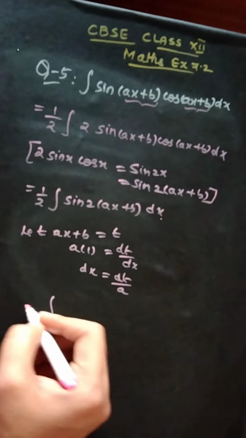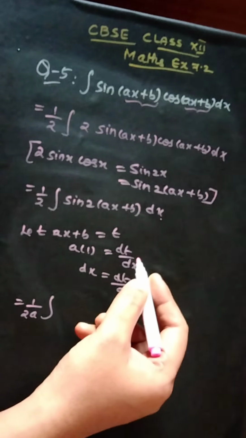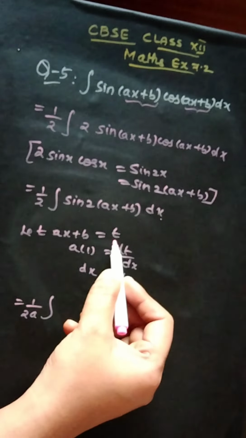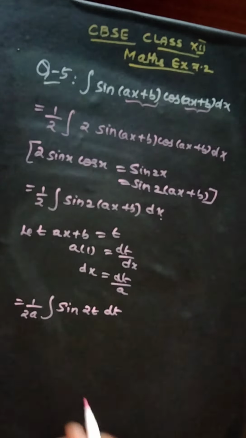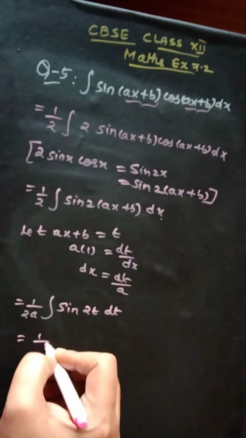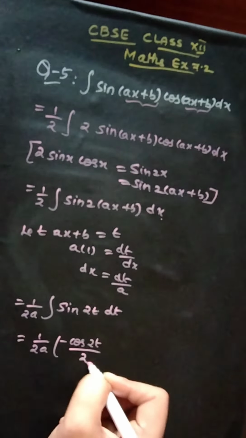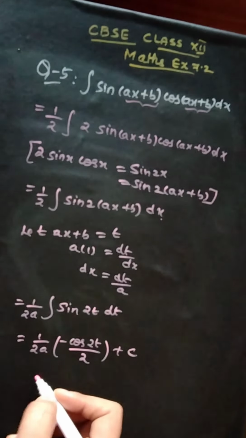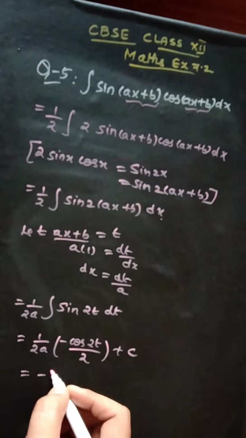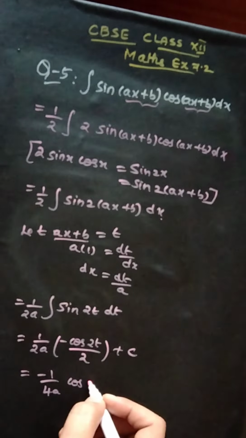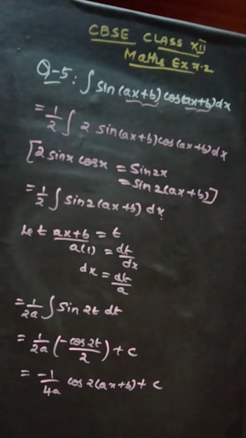Again, it is a constant, we take it out. Already 2 we have, so 1 by 2a, and 2 into ax plus b, write it as t. So sine 2t dt. This 1 by a we have written outside. Integration of sine is minus cos. So minus cos 2t. The coefficient of t is 2, so divide by 2, plus c. Multiply the plus and minus. Replace t. So it will be minus 1 by 4a cos 2 into ax plus b plus c. This is the final answer.